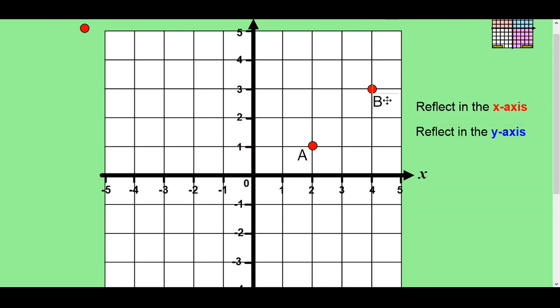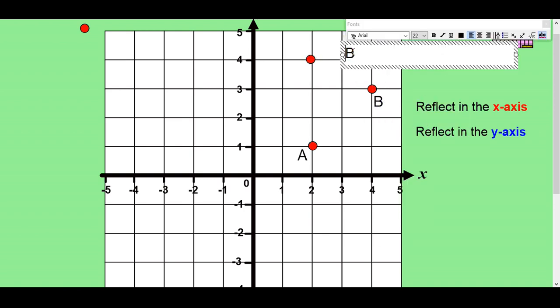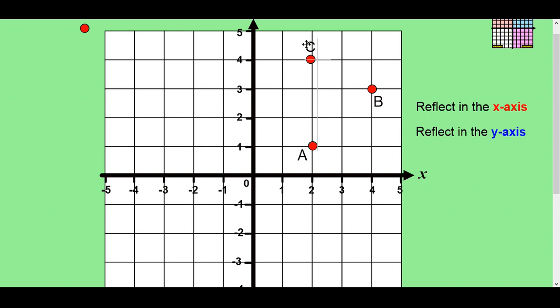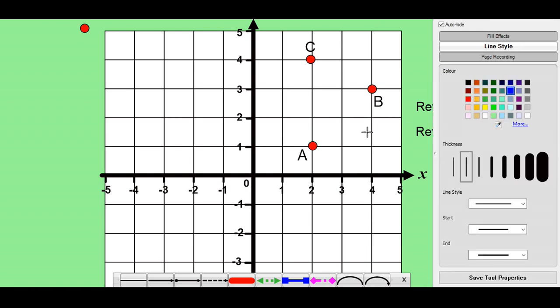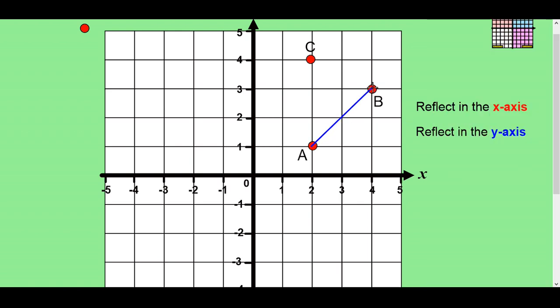And then I'll have a last one just to make a shape. Let's make it up there. Okay, and we'll call that coordinate C. Right, that would be 2, 4, wouldn't it? 2 along and 4 up. I could join those coordinates up and create a nice wee shape. So let's do that. Hopefully you can recognize that as a triangle.